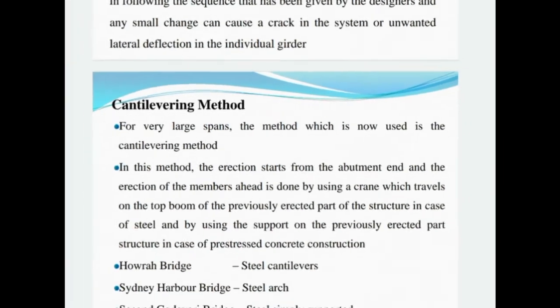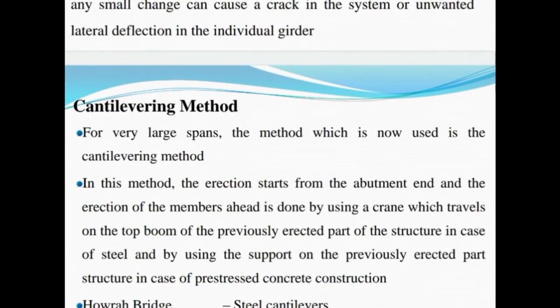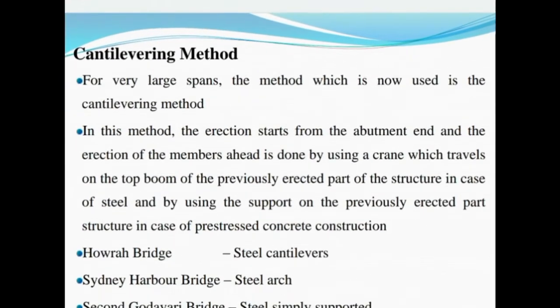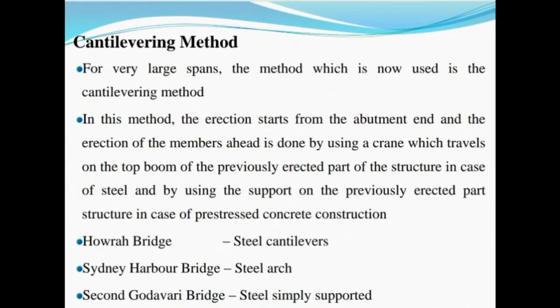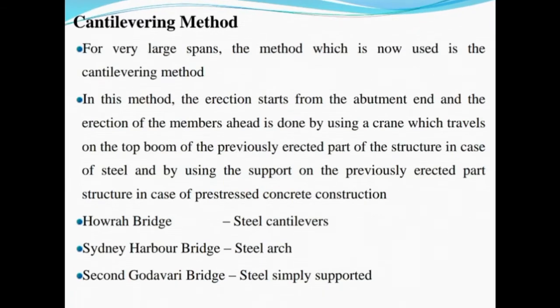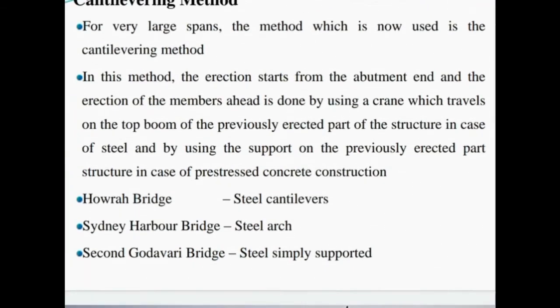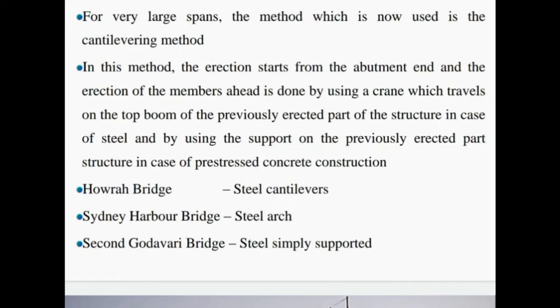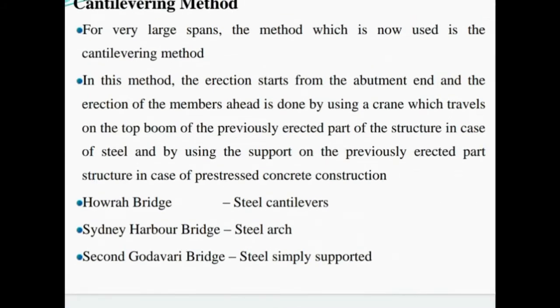Now we are going to see about the cantilever methods that are adopted. It's used for the large span. In this cantilever method the erection starts from the abutment end, and the erection of the members ahead is done by using a crane which travels on the bottom boom of the previously erected part of the structure, and it can be used in case of steel, and by using the support on the previously erected part of the structure in case of pre-stressed concrete construction.